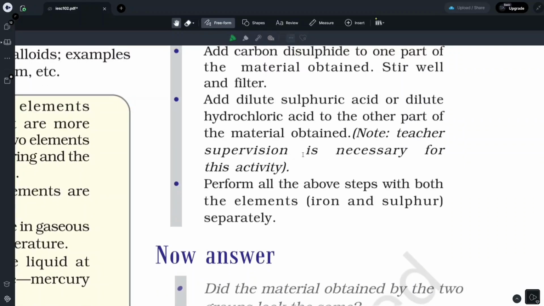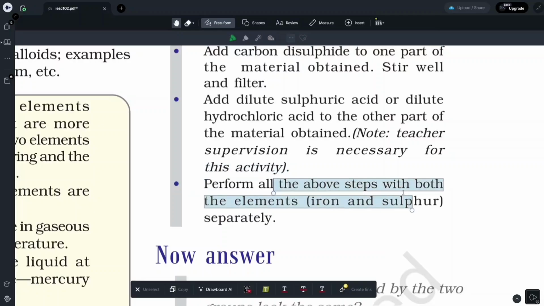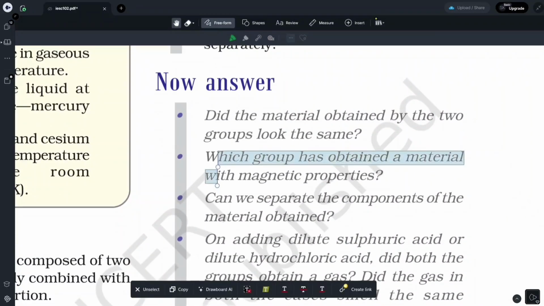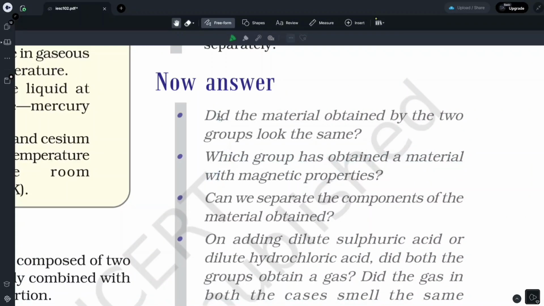Note: teacher supervision is necessary for this activity. Perform all the above steps with both the elements, iron and sulfur, separately. Now pause the video and answer the questions.